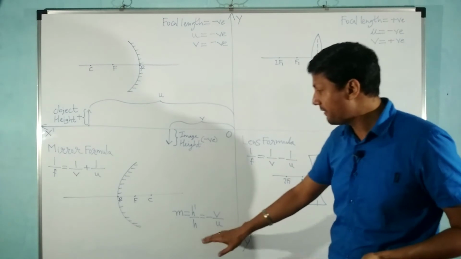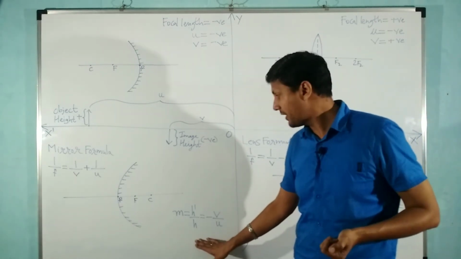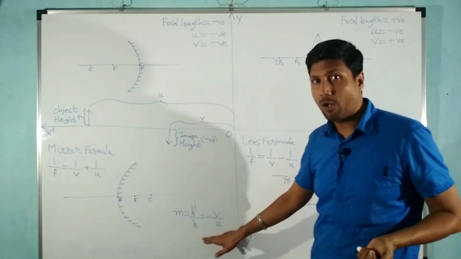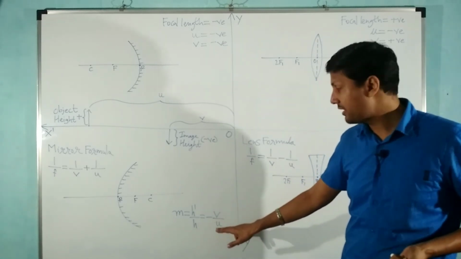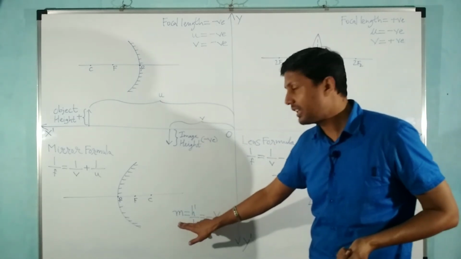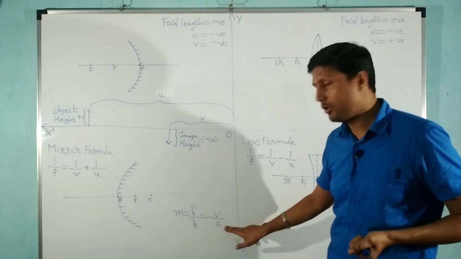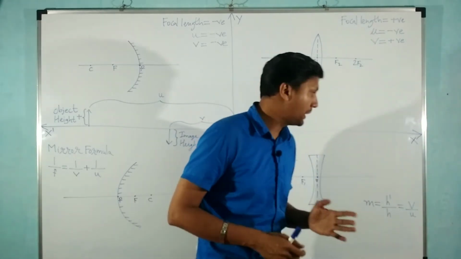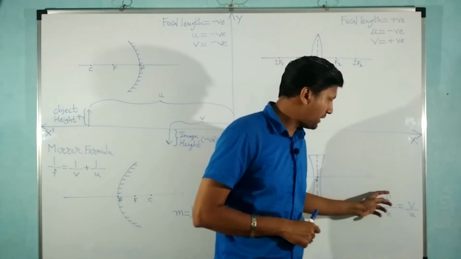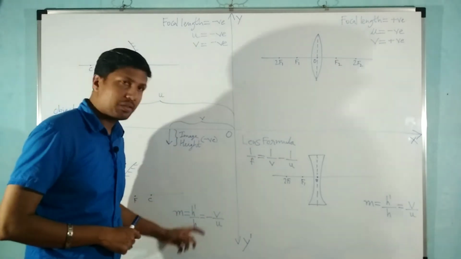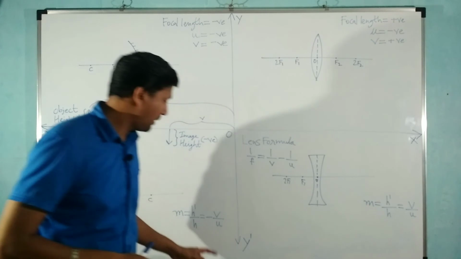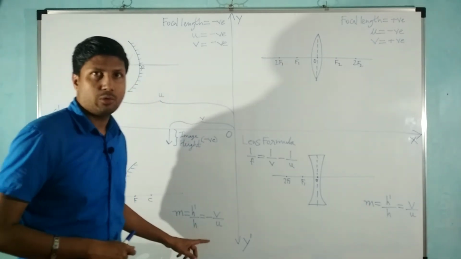And then comes magnification. Magnification is the ratio of image height upon object height. It can also be expressed as the ratio of image distance upon object distance, with a minus sign. So magnification in the case of mirrors is minus V upon U, whereas magnification in the case of lenses is always V upon U. In both cases, h' upon h holds, but here it is V upon U with no negative sign, and here there is a negative sign.